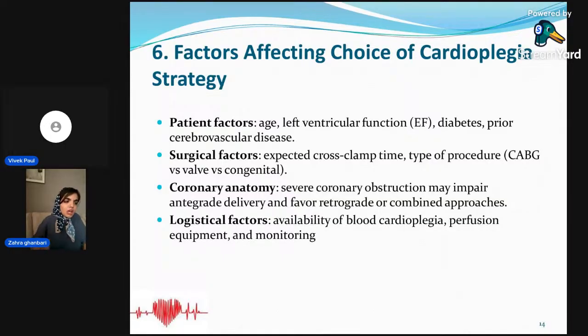And some factors are related to the type of surgeries, for example, CABG, valve replacement, congenital surgery. Some factors related to the duration of cross clamp time require a specific solution, like custodiol. And some factors are related to the quality of coronaries, severe obstruction, need for retrograde delivery. I think that's enough for this slide. Please go to the next slide.